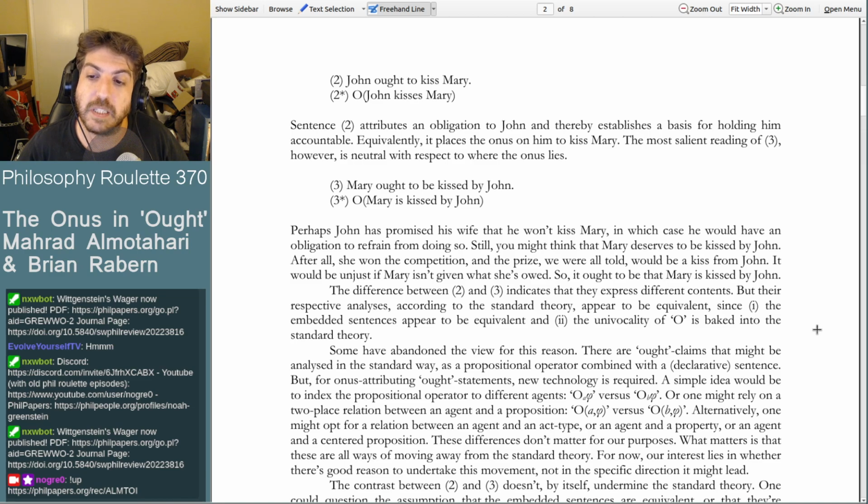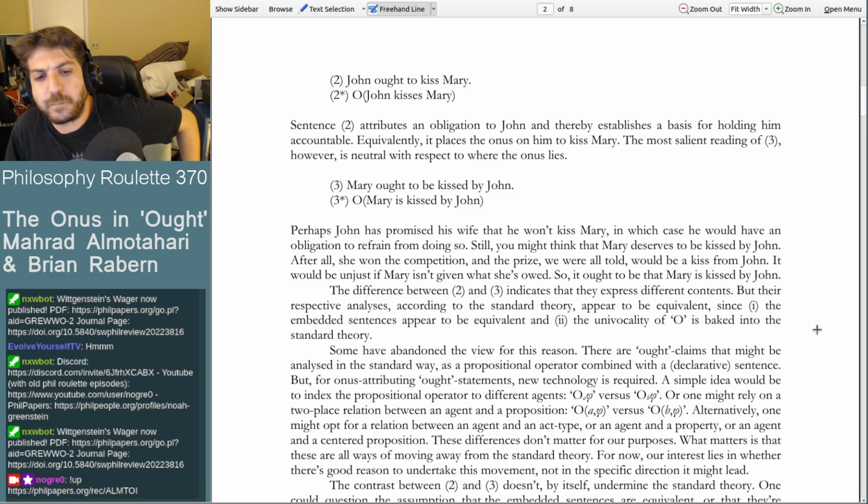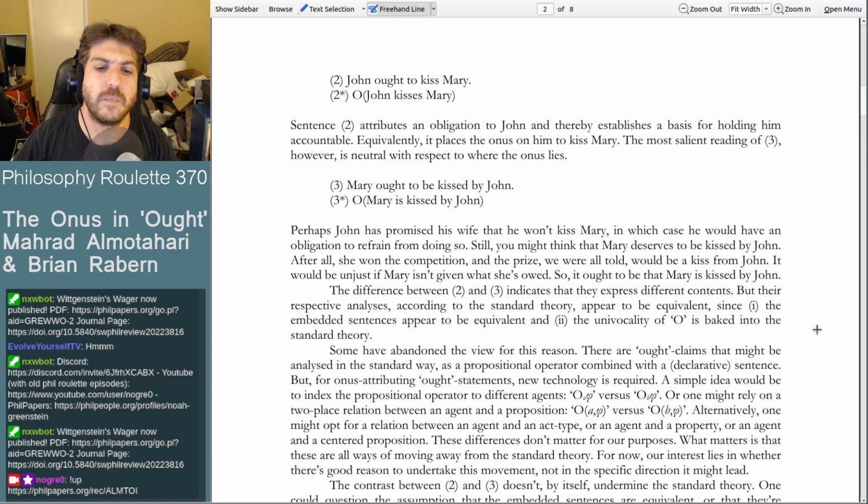The most salient reading of 3, however, is neutral with respect to where the onus lies. (3) Mary ought to be kissed by John. (3*) Obligatory: Mary is kissed by John. So what are we saying? Neutral with respect to who needs to do the kissing: Mary ought to be kissed by John; Mary is kissed by John.